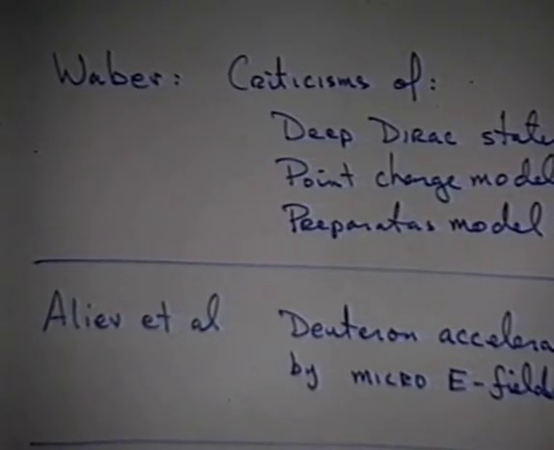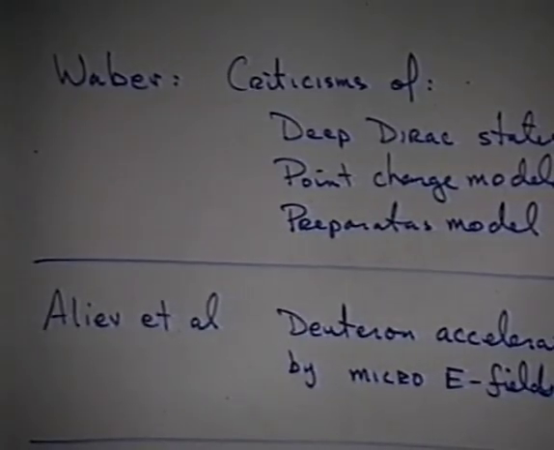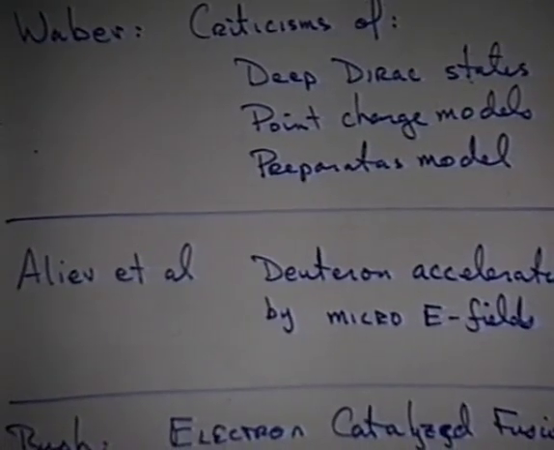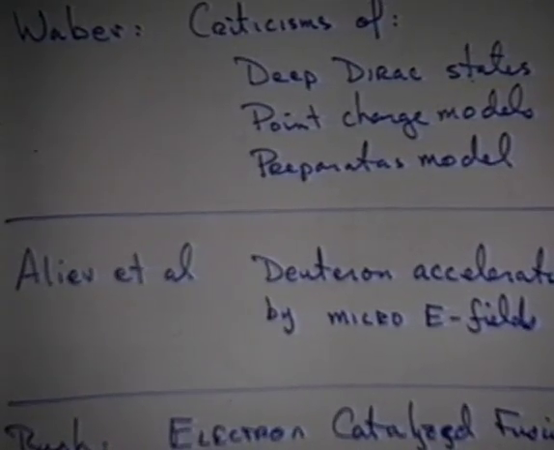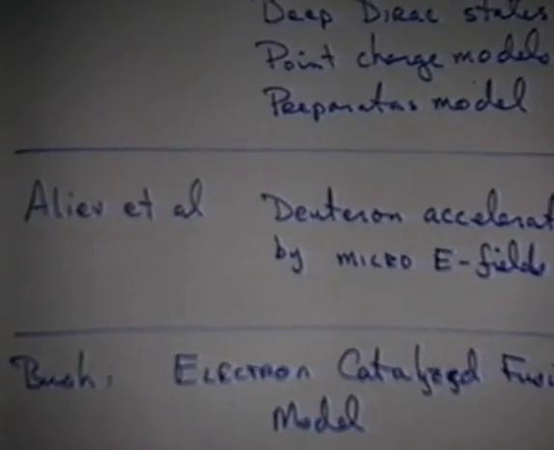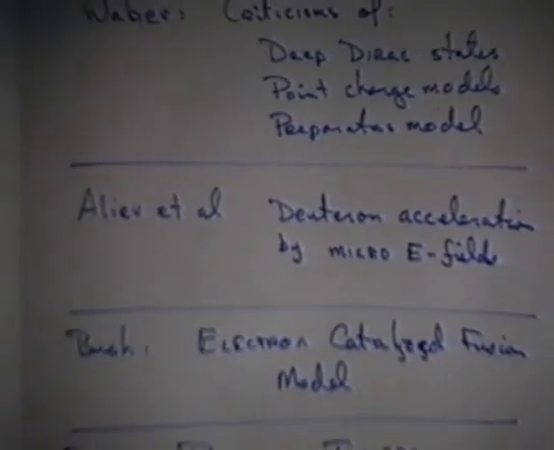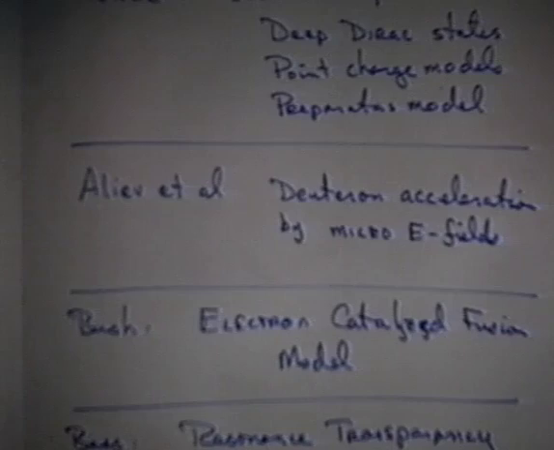Point charge models, a lot of people have said, well, if an electron can screen the interaction between two deuterons, you could get estimates using point charges. In fact, Weber's suggesting we should do better. And he's additionally provided criticisms of some of the assumptions that have gone into Preparato's model.